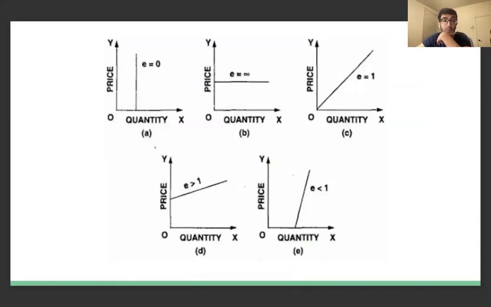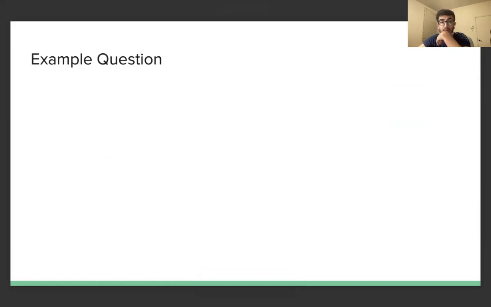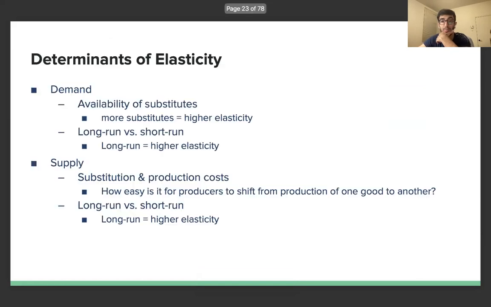And similarly for supply, we have the 5 graphs. You have perfectly inelastic, perfectly elastic, unit elastic, and then elastic and inelastic. Same logic as the curves for the elasticity of demand. Okay, we'll come back to an example if we have time, because there are a lot of concepts to cover. Okay, now what determines elasticity and how can elasticity be affected?